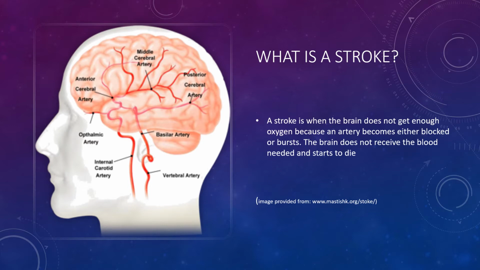First, we'll start off with what is a stroke. A stroke is when the brain does not get enough oxygen because an artery becomes either blocked or burst. The brain does not receive the blood needed and starts to die.